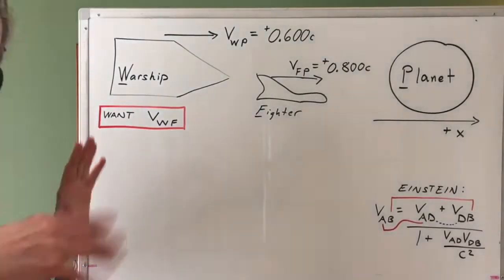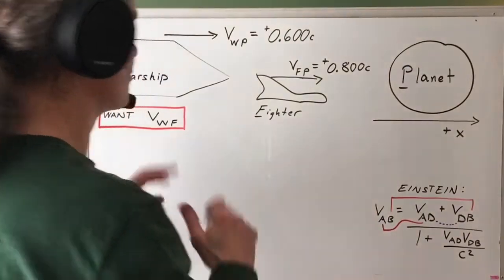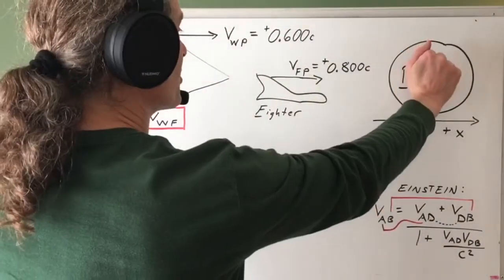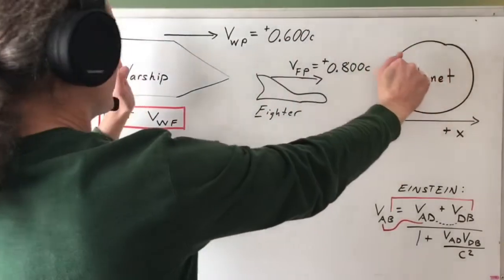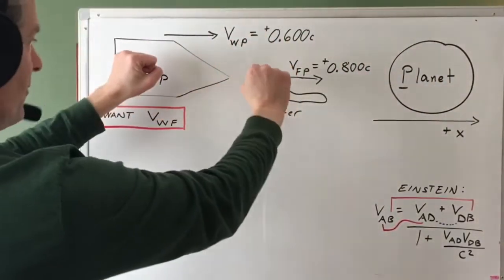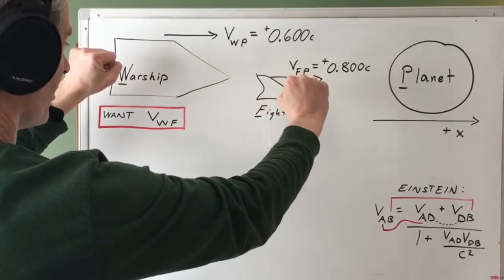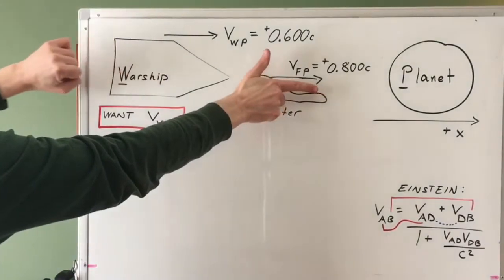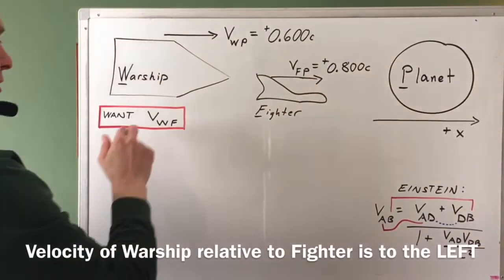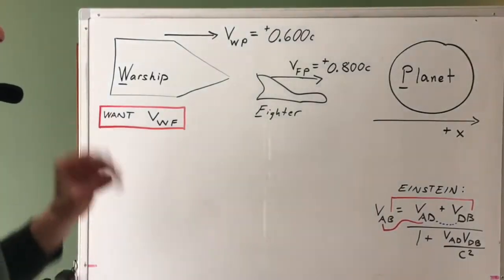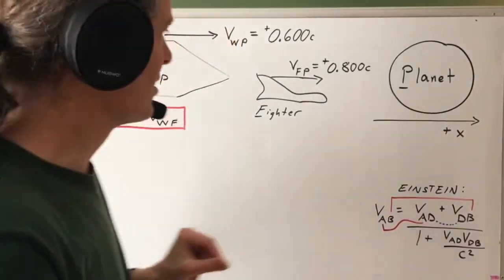Now we can use a little bit of our intuition to try and figure out at least the sign that this should have. From the planet's perspective, the fighter is moving faster to the right than the warship. So the fighter and the warship should be getting further apart. That means from the fighter's perspective, the warship should be lagging behind. So we should end up with the velocity of the warship relative to the fighter that comes up negative. Now, that's as far as our intuition can take us.